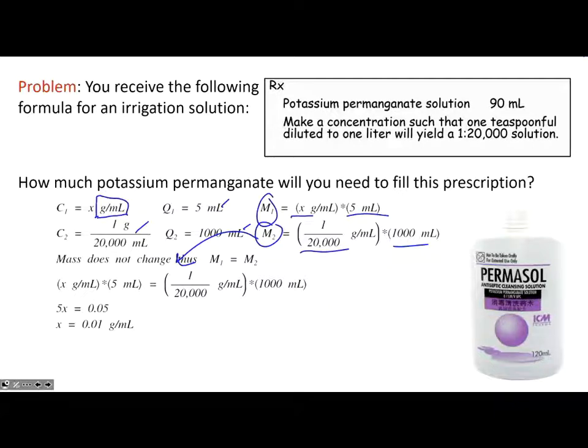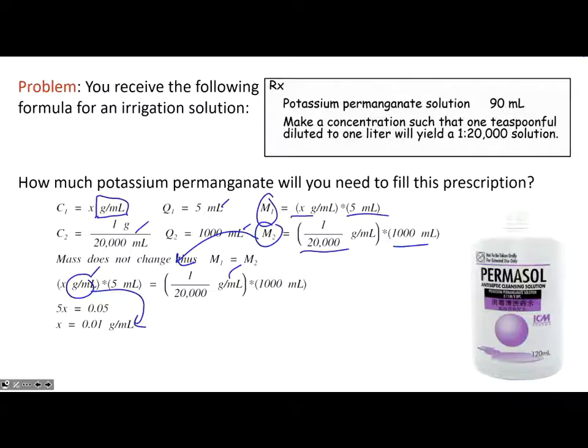Remember, we have to go back and follow our units down. We set them up so they had to match, and that's why we chose that. So in the end, my X equals 0.01 grams per milliliter. And X equals what? The concentration of our initial solution that we're going to use 5 mils from. So is that the answer to the question? Almost. We had to get that, but we have to go one step further. It wants to know how many grams of potassium permanganate.